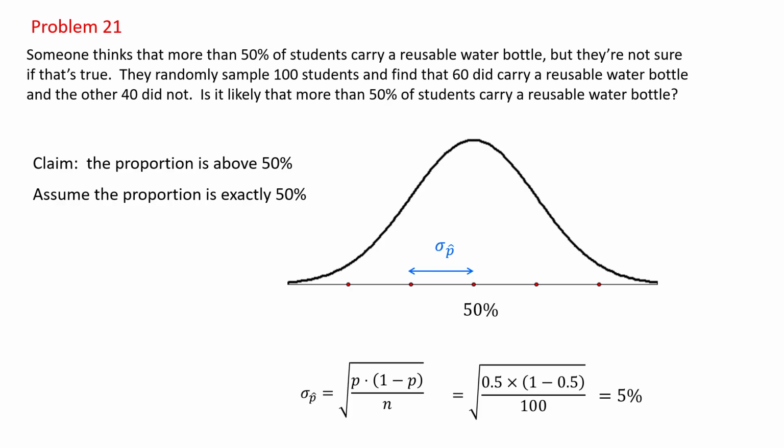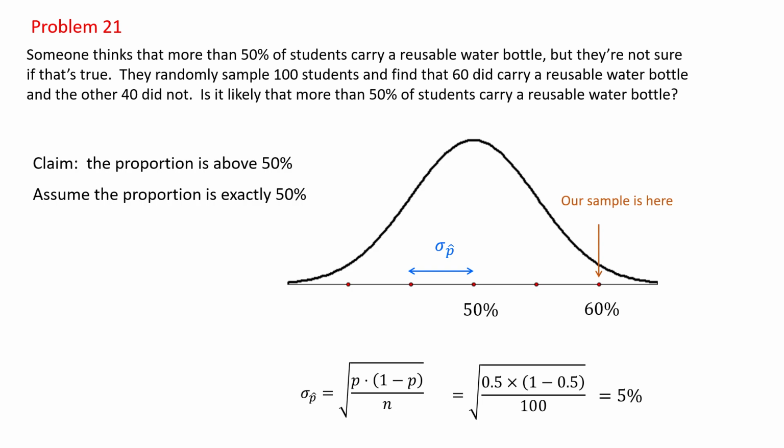If you do the math on this, it works out to 5%. Now the question is, where does our sample lie? Is it within 2 standard deviations of the mean, or is it beyond 2 standard deviations of the mean? Well, it turns out if you do 50 plus the standard deviation plus the standard deviation again, you get a 60% second standard deviation mark.